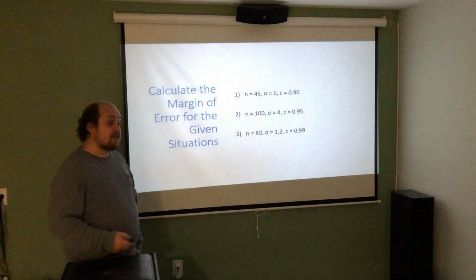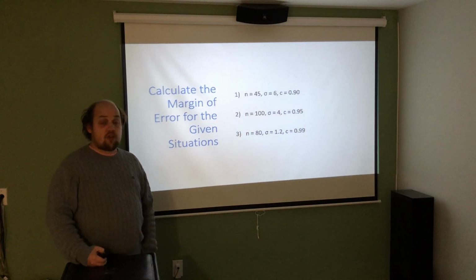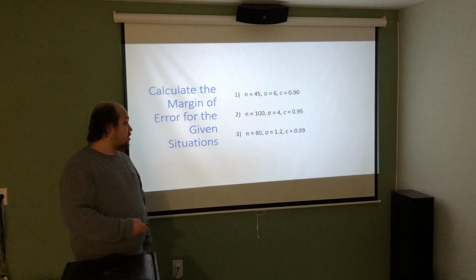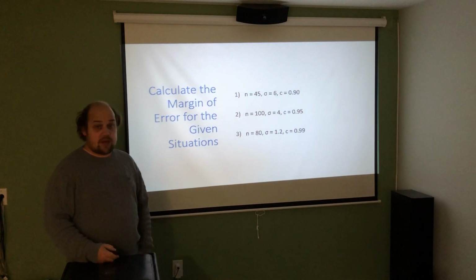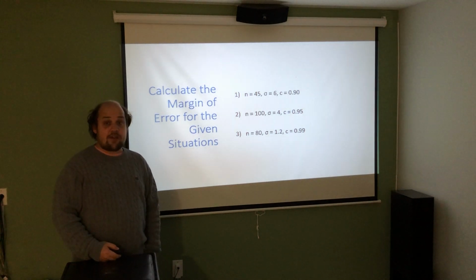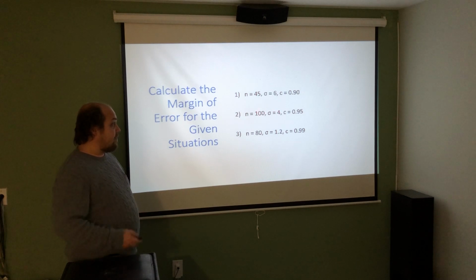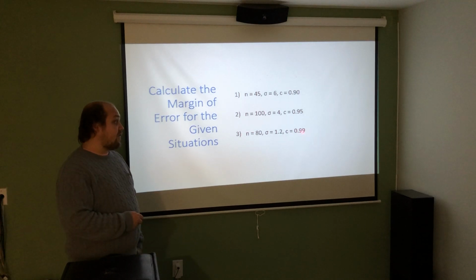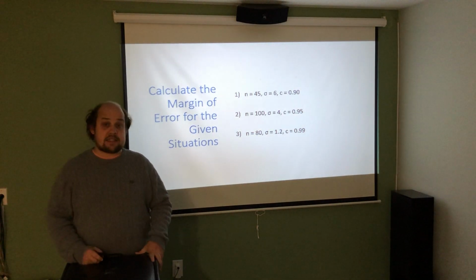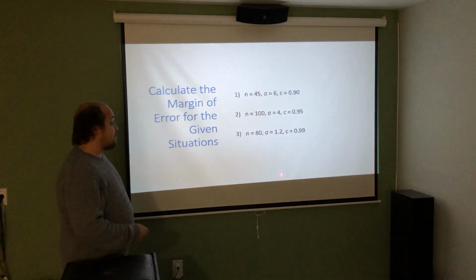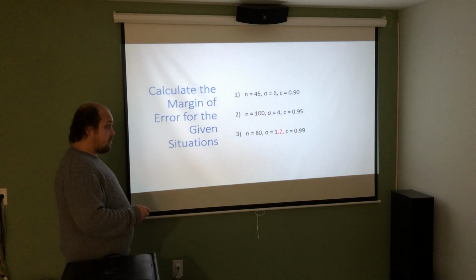I set up the next 2 the same way, making sure that I look up the specific value from my notes for this confidence level. So for number 2, since the confidence level is 0.95, we use a z alpha over 2 value of 1.96. That 1.96 gets multiplied by 4 divided by the root of 100. For the final one, number 3 here, since we have a confidence level of 0.99, I look up in my notes and see that that goes with a z alpha over 2 value of 2.575, and I multiply 2.575 times 1.2 divided by the root of 80.